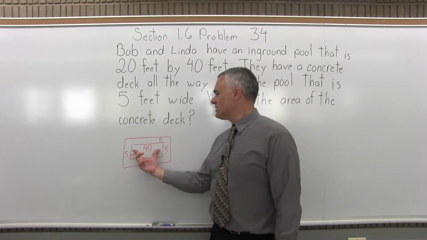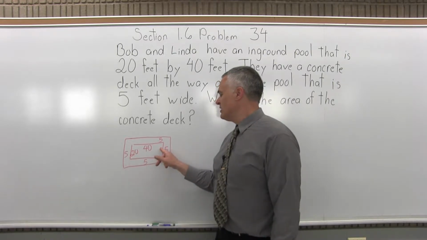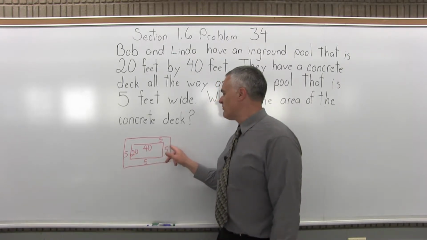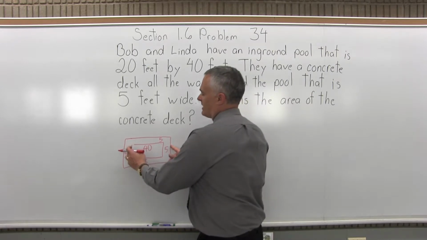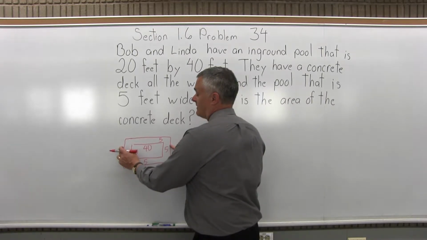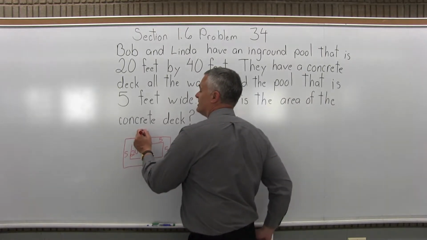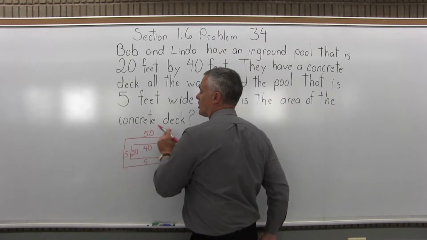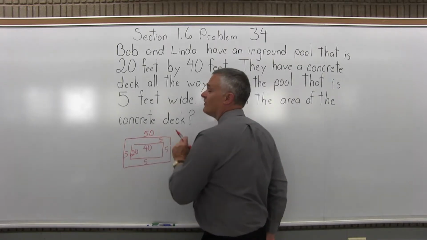So coming across the pool is 40 feet. If I go 40 plus 5 more, it's 45 from the starting edge of the pool to the edge of the concrete. Well, if I go 5 more feet to the left, it's 45 and another 5. That's 50. So the long distance of the concrete length is 50.